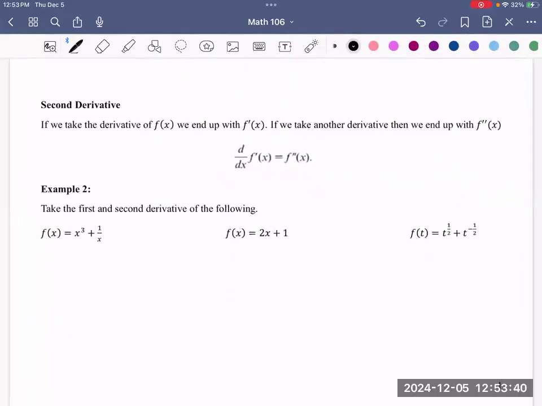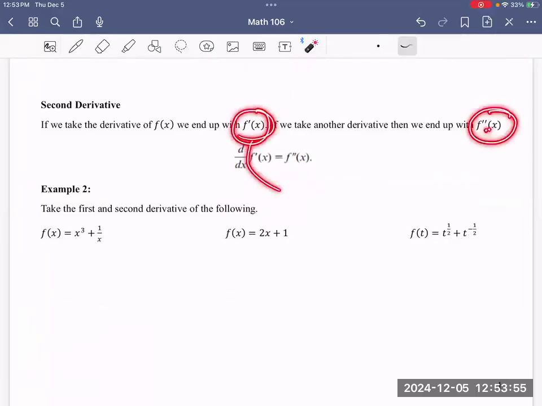So now let's take a look at the second derivative. So if we take the derivative of f of x, we end up with the first derivative, or f prime of x. If we take another derivative, then we end up with f double prime. So we do this by taking your first derivative and deriving it once more. So see if you can pause the video for example 2 and take your first and second derivative of your following.